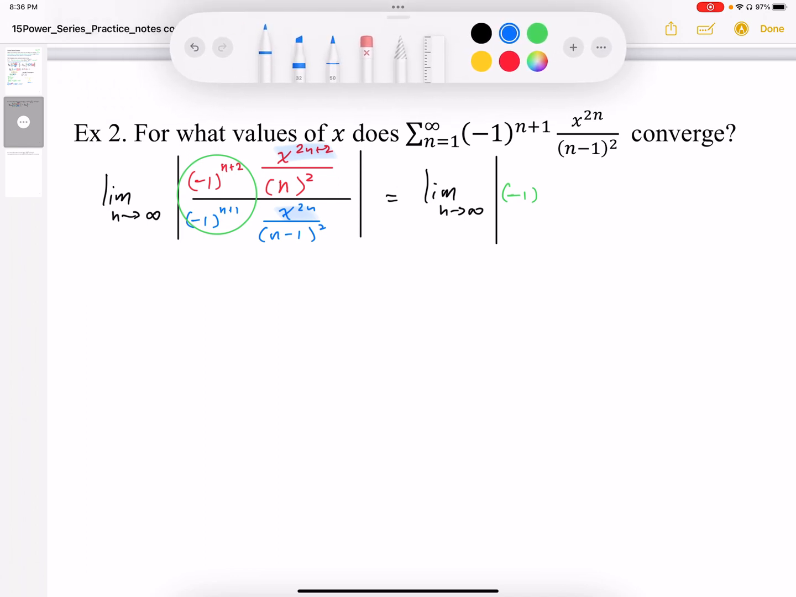So we end up with x to the power 2n plus 2. I'm going to write this as 2n times x squared, and in the denominator, we have 2n. Okay, so that's going to be grouped together. And then we're going to group together our n terms. So we end up with n minus 1 squared over n squared, and that's going to get grouped together.